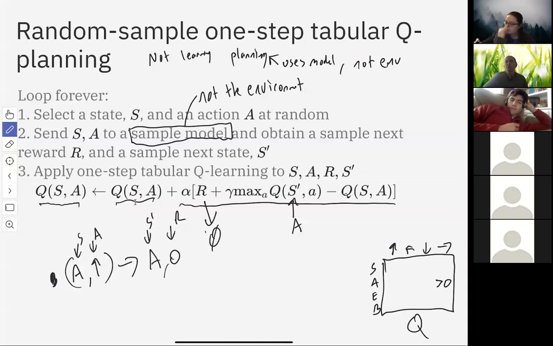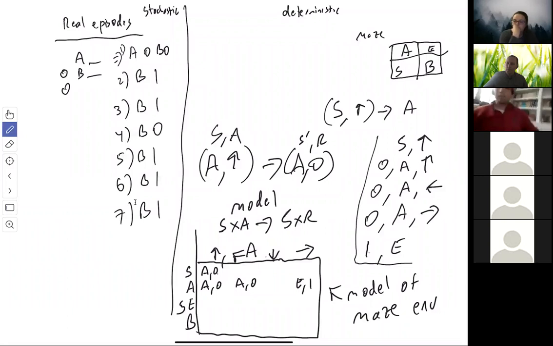So now that this one is greater than zero, that would allow us, if we happen to look at S and up, to update S and up so that this is now greater than zero. And we can do that without going back to the environment. Normally, if we were doing one-step TD and ran this episode, it would update the A to the right state. And then we'd have to run another episode, which might allow us to update the S up.